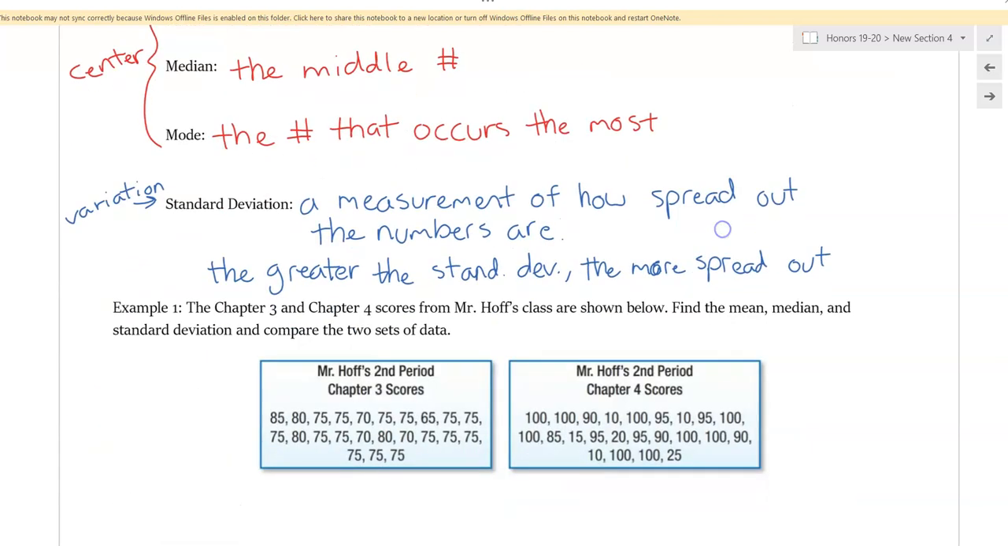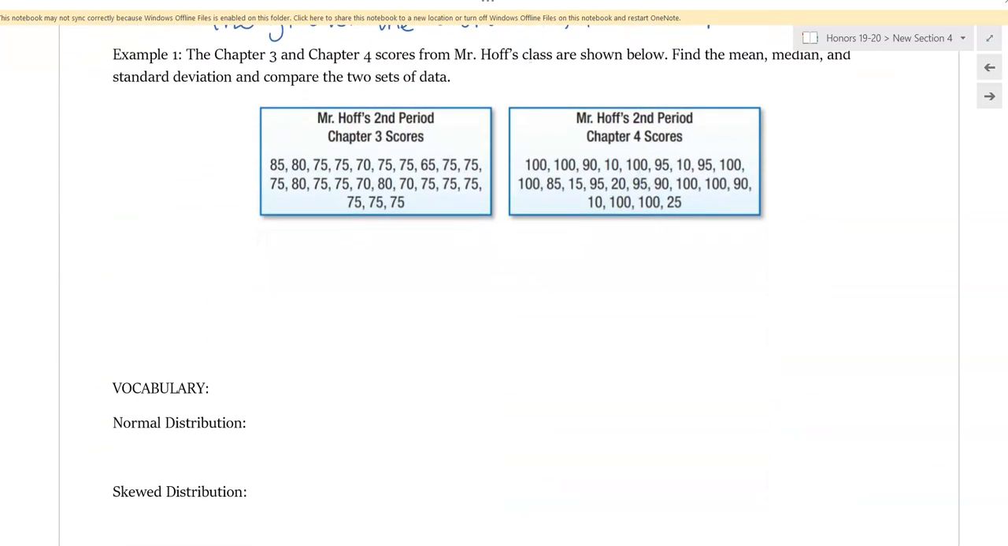All right, so let's look at an example. The Chapter 3 and Chapter 4 scores from Mr. Hoff's class are shown below. Find the mean, median, and standard deviation and compare the two sets of data. Okay.